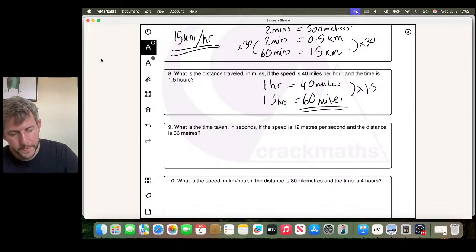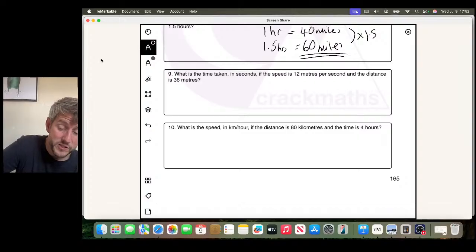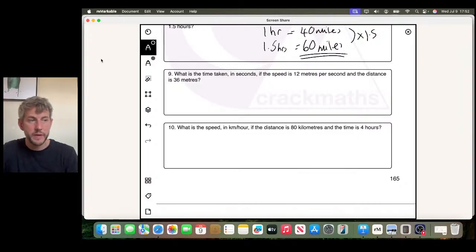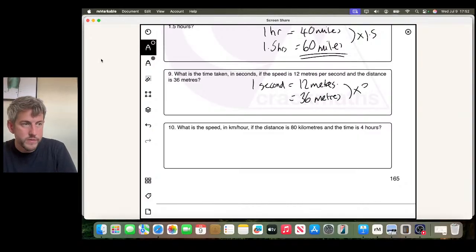Right, question 9. What is the time taken in seconds if the speed is 12 meters per second and the distance is 36 meters? So 12 meters per second means that 1 second will give us 12 meters. We know that we've travelled 36 meters. I can see that that is 3 lots of 12. So that's going to be 3 seconds.